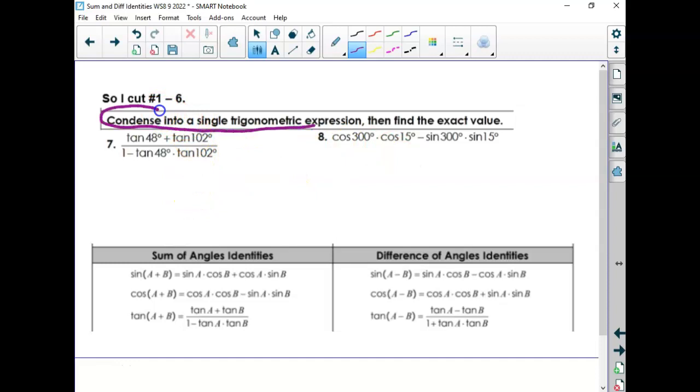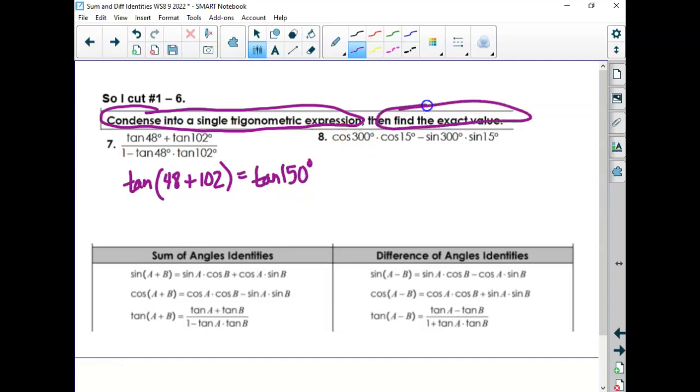It says condense into a single logarithm. So show me that. Like, just talk me through 7. Tan plus tan over 1 minus tan tan is the tan of A plus B, which are 48 and 102 for this question. So that becomes the tangent of 150. And it says then find the exact value. So please make sure you show me that you simplified it. And the tangent at 150 is 1 over negative square root of 3 or negative square root of 3 over 3. And you can just go directly to that. I don't care. So seem okay?